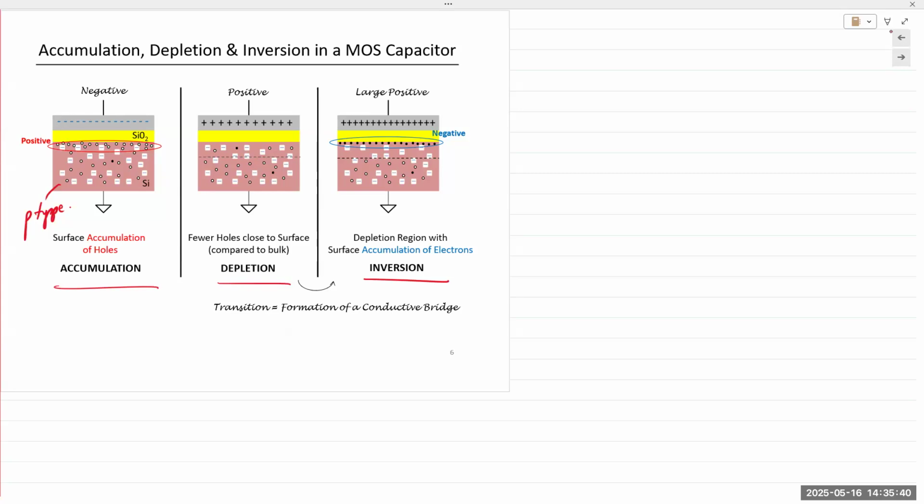Anyway, so right now we're not dealing with the edges. We are simply dealing with the center of the device, the MOS capacitor. So we have a lot of holes that are pulled up to the surface. Electrons are pushed away. But now from negative, let's start increasing the polarity of the voltage. The electric field starts reversing, and now the charge at the top is positive instead of negative. And when that happens, the holes are slowly pushed away from the surface. Electrons are starting to come up.